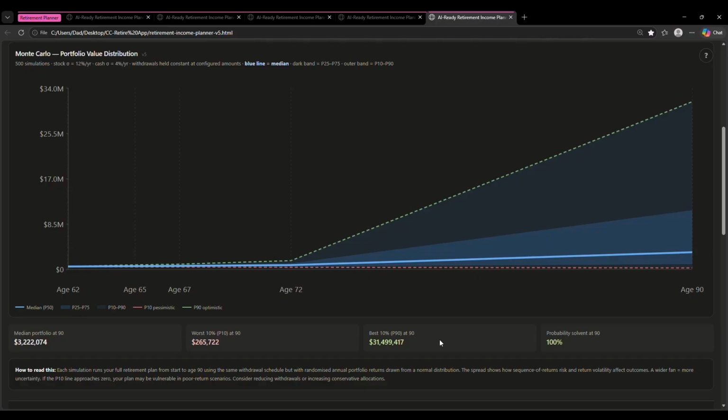The fan chart shows the full range of outcomes. The blue median line is the middle of all simulations here. The dark band covers the middle 50% of outcomes. The outer band covers the middle 80%, and the red dashed line is the bottom 10%, your worst case realistic scenario. If the red line stays above zero, your plan survives even in the worst 10% of market histories. That's the goal.